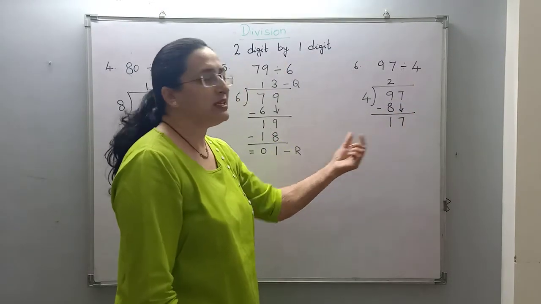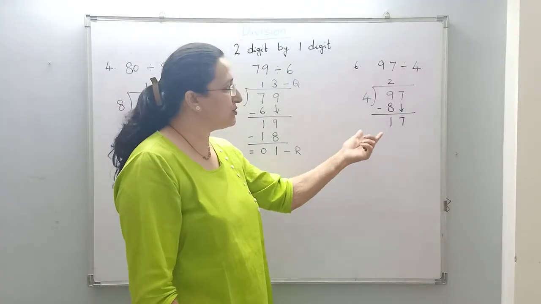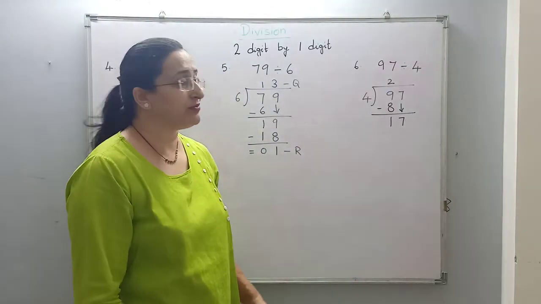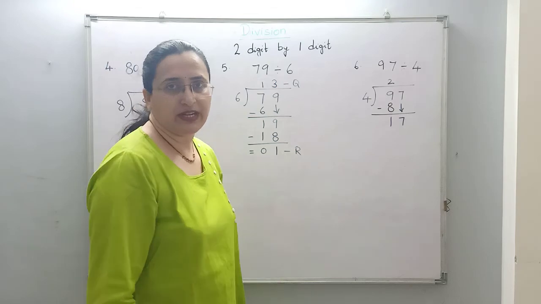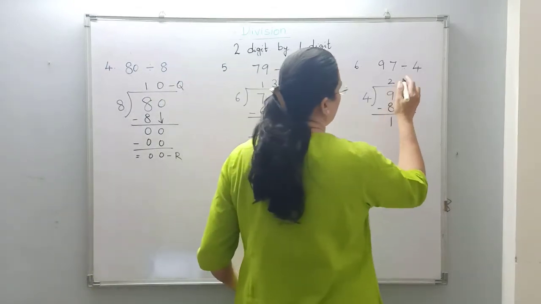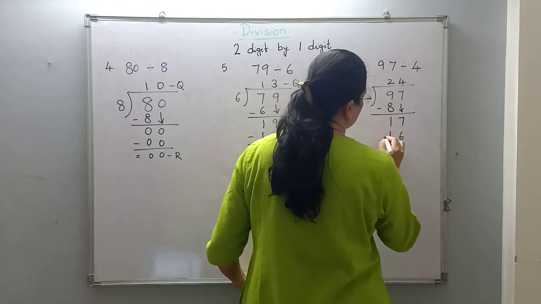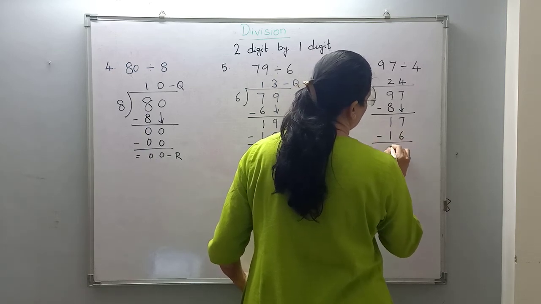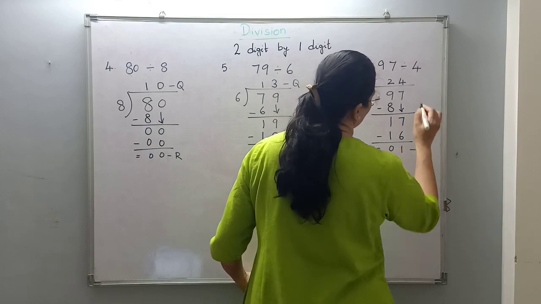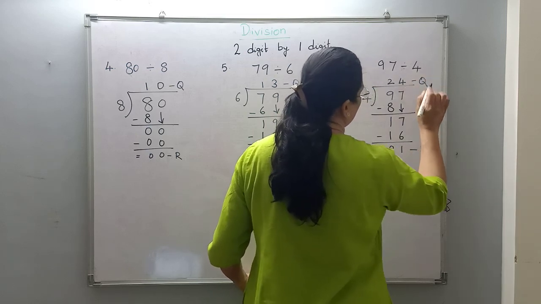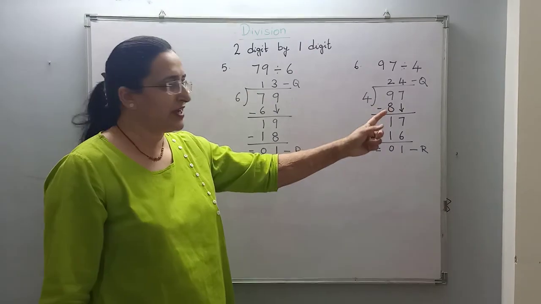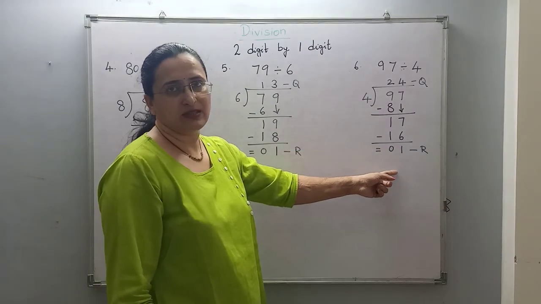Now this 17 does not come in the table of 4. So again we need to find out a number which is closer to 17 and smaller than 17, and that is 4 4s are 16. So here also we have got the remainder. The quotient is 24 and the remainder is 1.